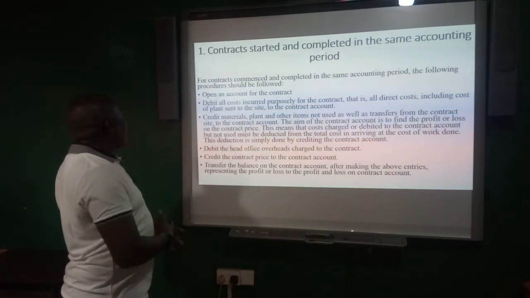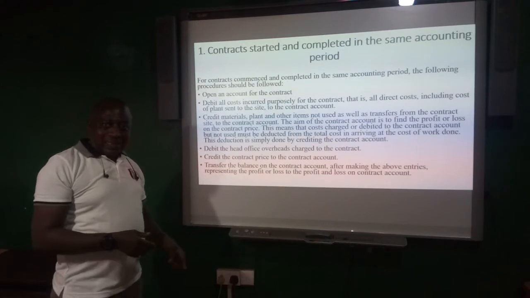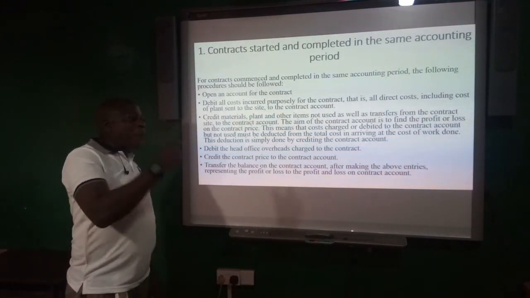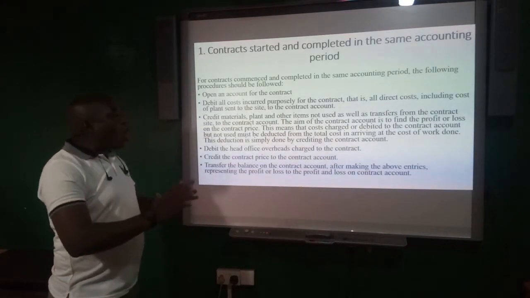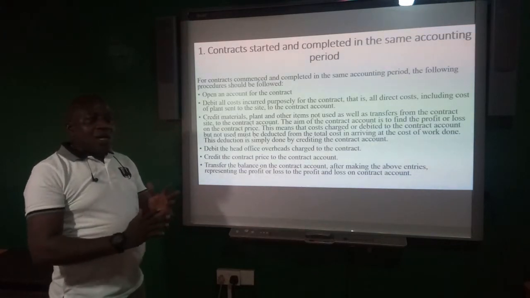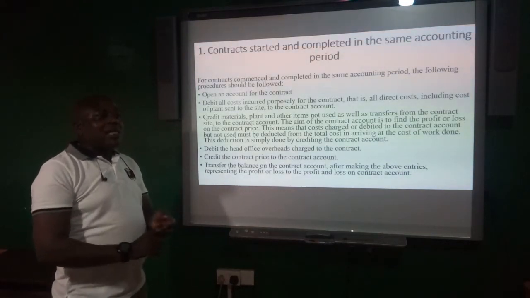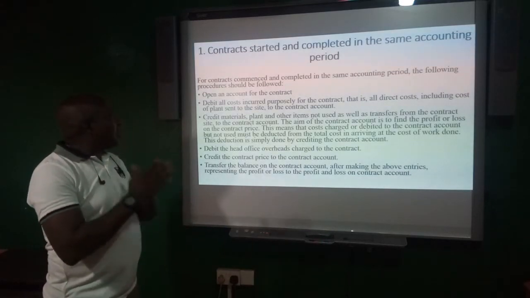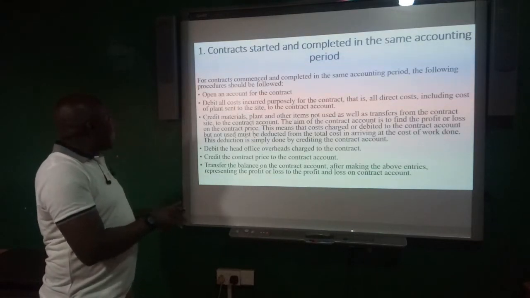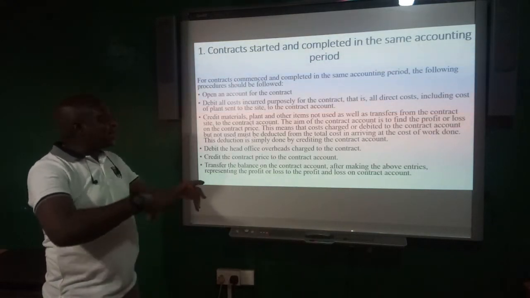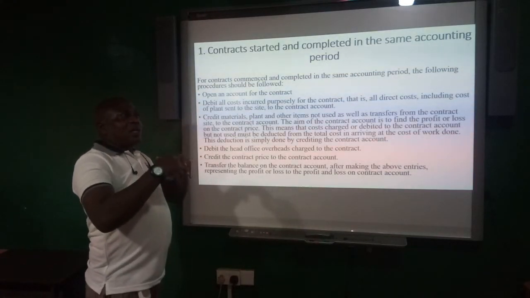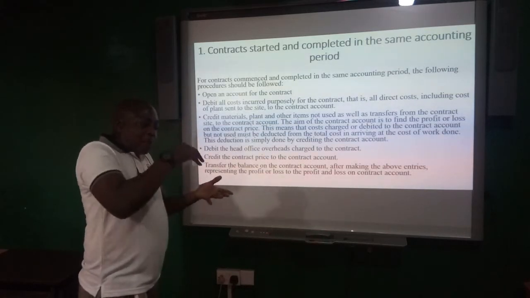What do you have to do? One, you have to open an account for that contract. And if you open an account for that contract, you debit all costs that you incur in that contract. I talk of cost of materials, cost of machines, cost of labor, everything. You debit all of them to that contract account. And then you credit materials, plants, and others that you have at the close of the period.